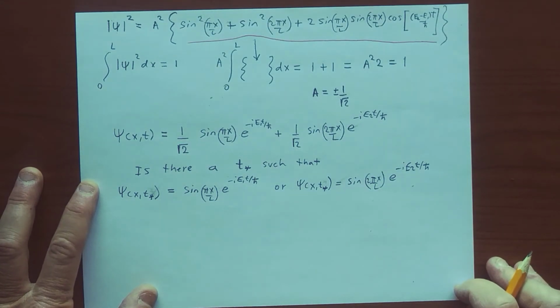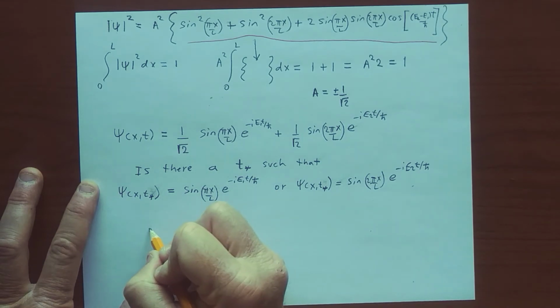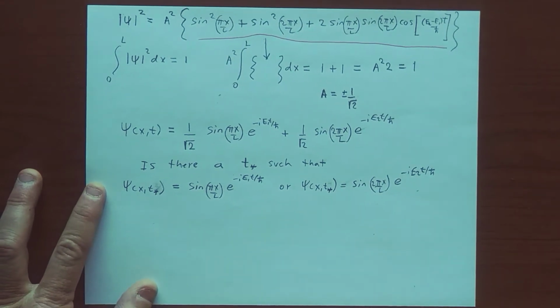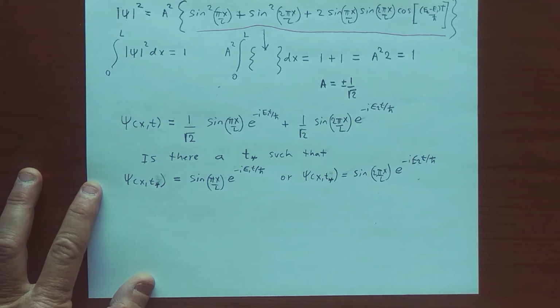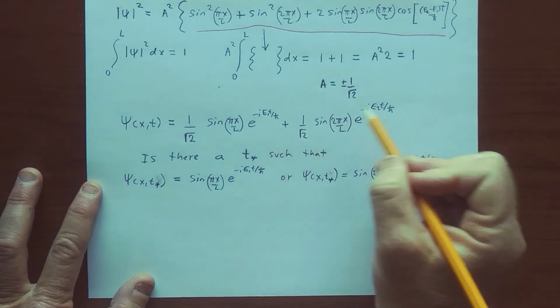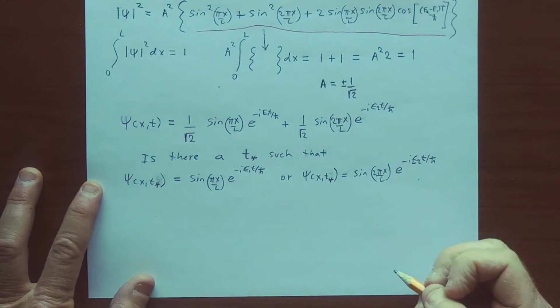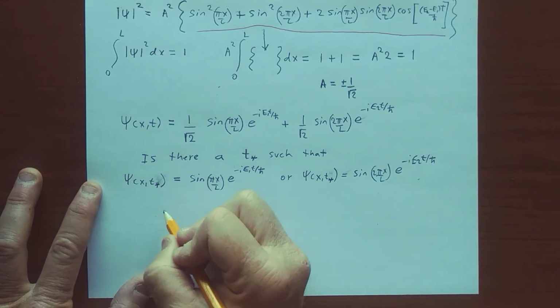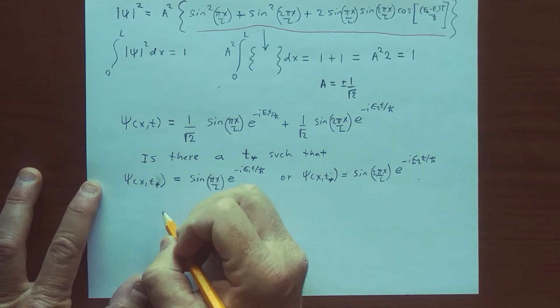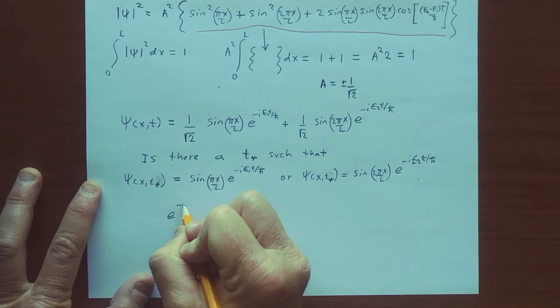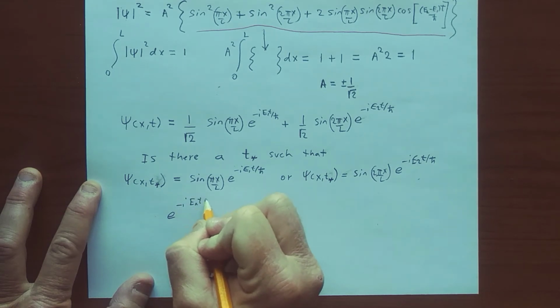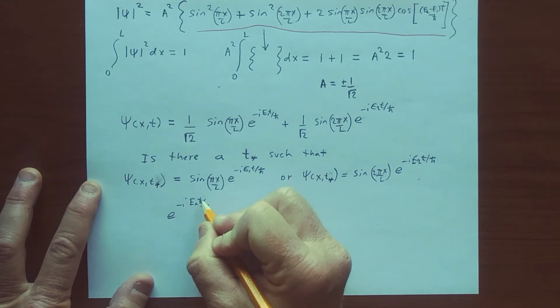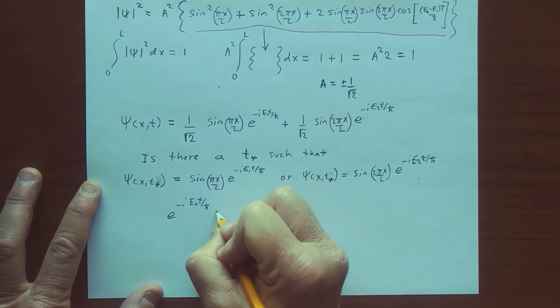So how do we answer this question? Well, let's maybe try to be as general as possible and recognize that this has something to do with these e to the i terms. So we would need, let's write out e to the minus i E_n t. Let's be more general. What does this look like?